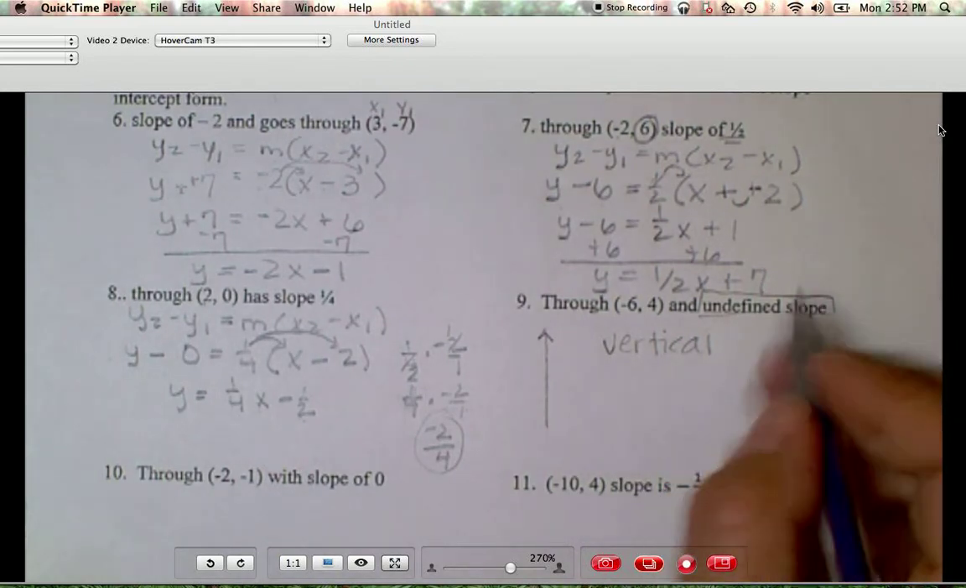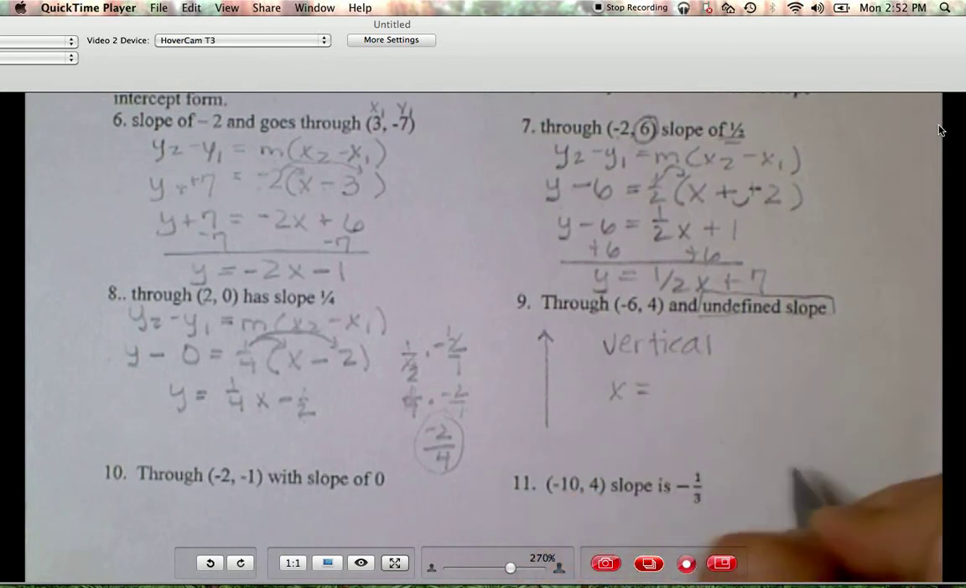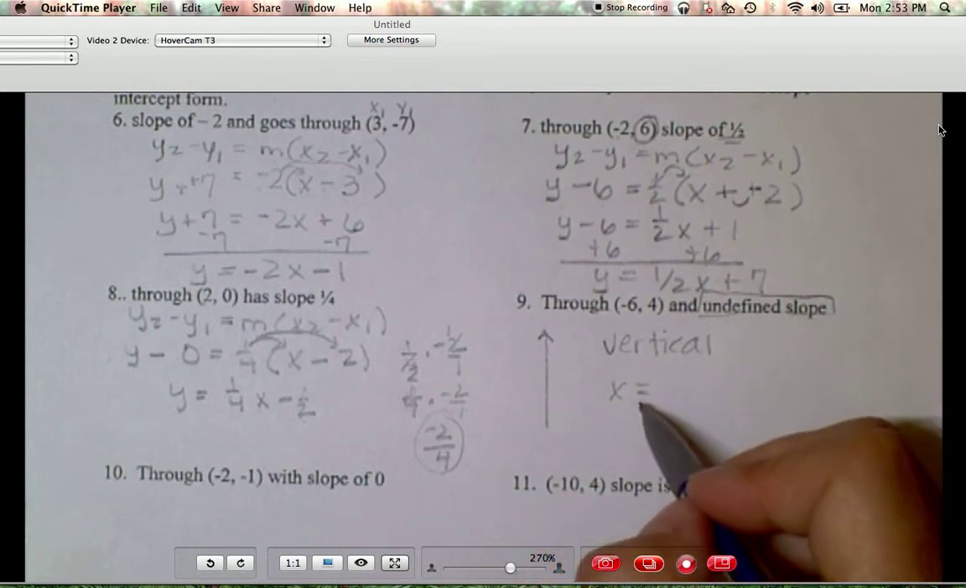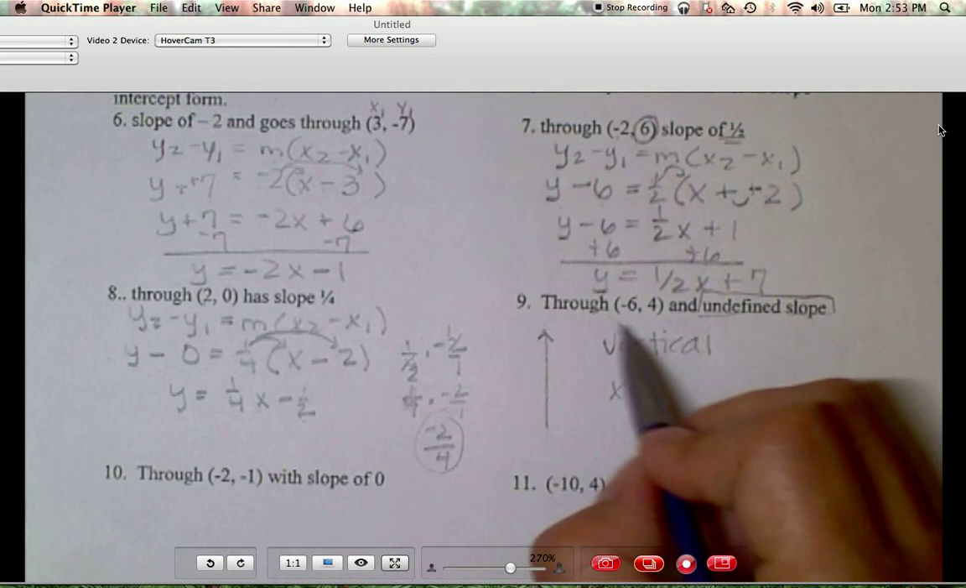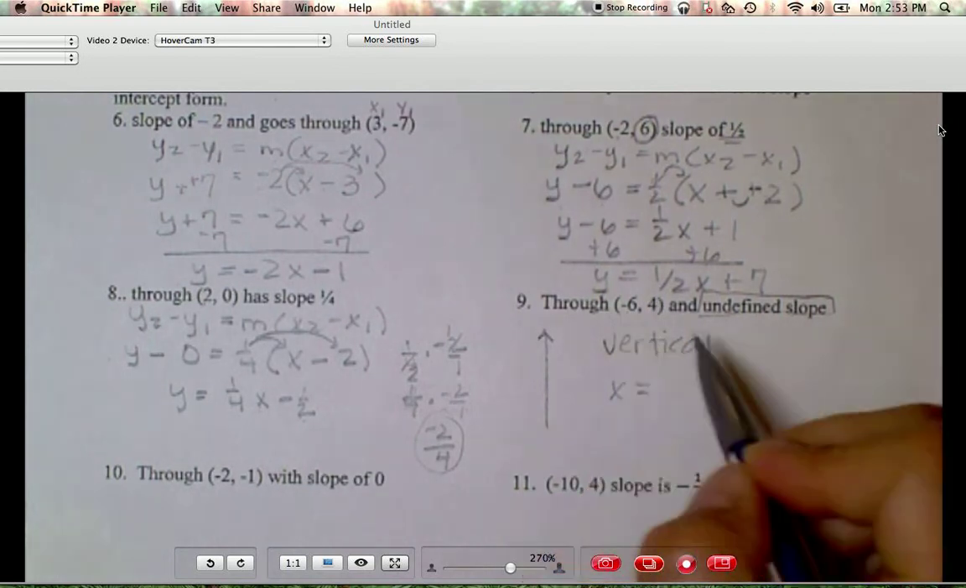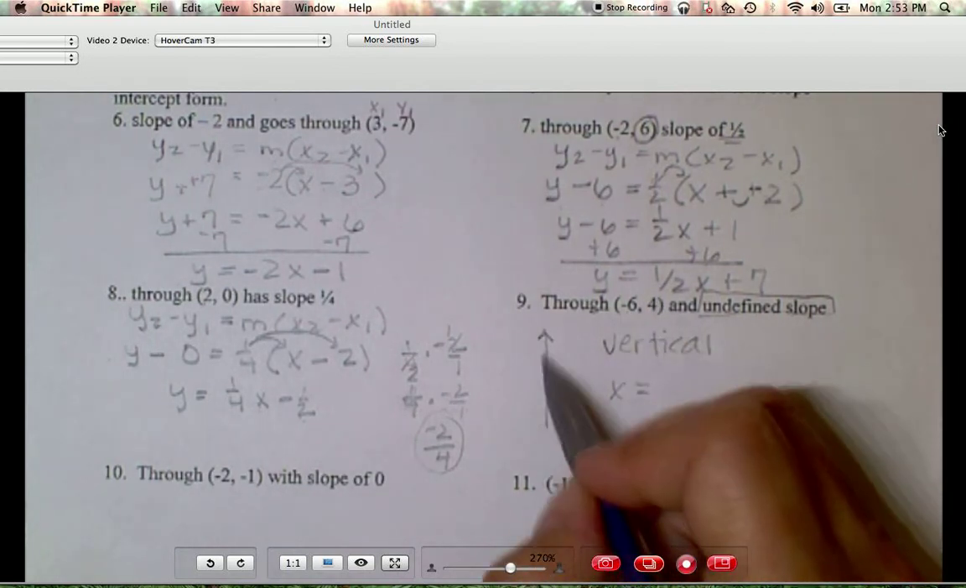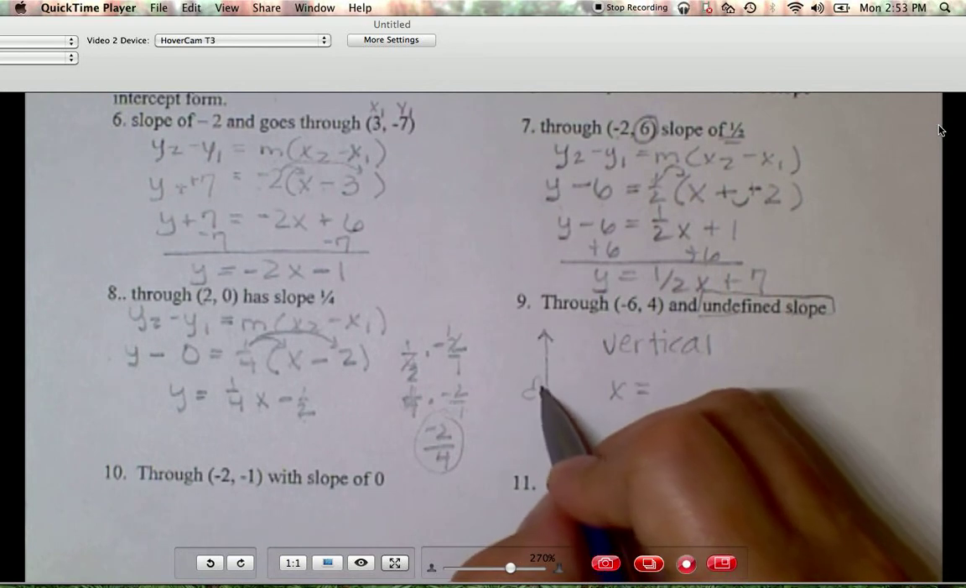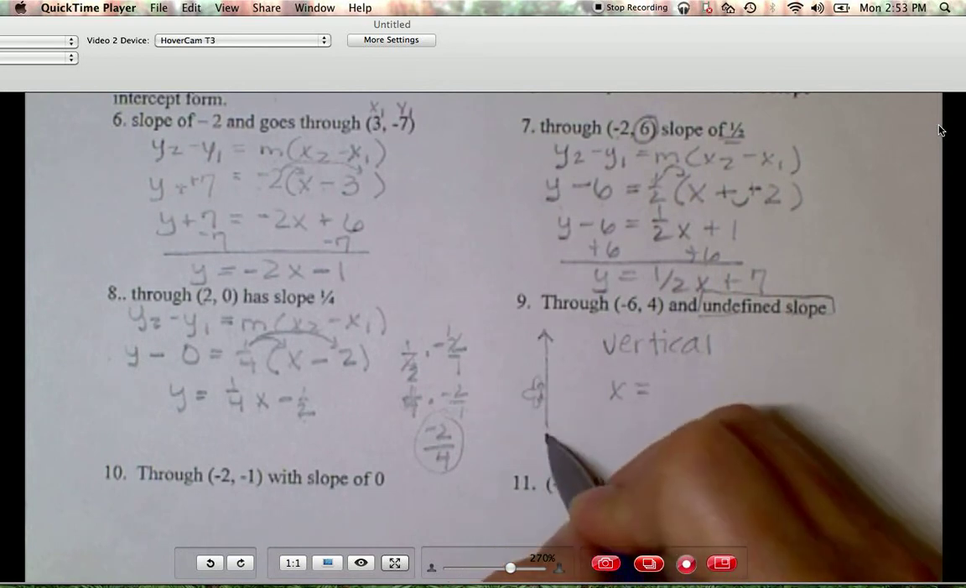If it's a vertical line, it must be an x equals something. And what is the x in this point? Negative 6. So if we know that it's undefined slope, think about the car driving up a wall, which is impossible. Okay? That gives us a vertical line.